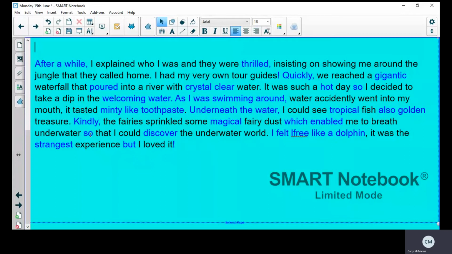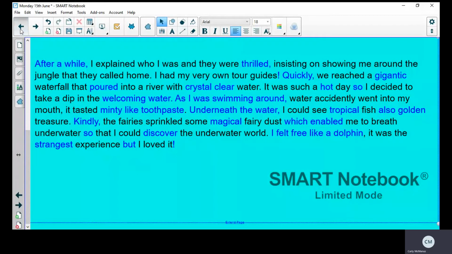Then we've got so, which is a conjunction. Discover. Then I've said I felt free like a dolphin. So we've got another simile. It was the strangest, so an adjective, experience, but I loved it. So we've got an oppositional conjunction here. It was strange, but I loved it. So it's something you wouldn't expect. And then we've got an exclamation mark.